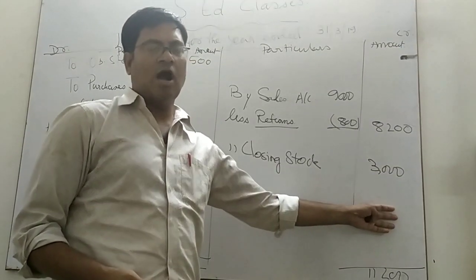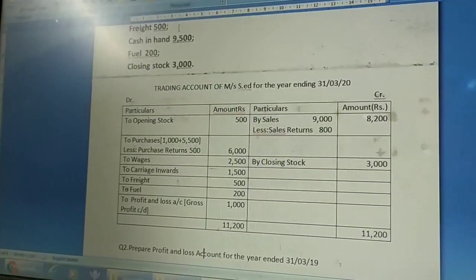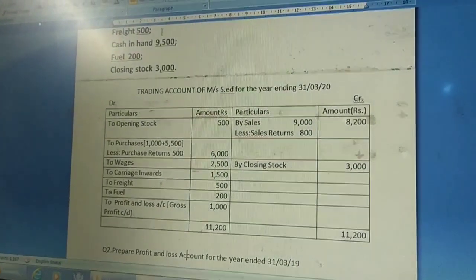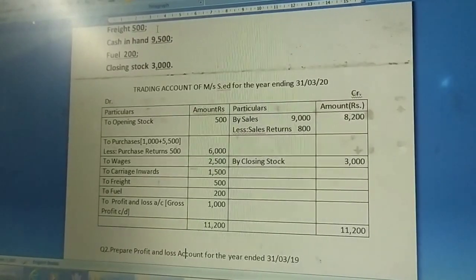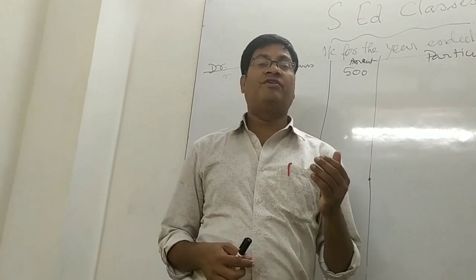Let's now see how to prepare profit and loss account. This is the trading account sum solution. You can take the screenshot while doing the sum. Let's see now the profit and loss account. So now we will be preparing our profit and loss account.